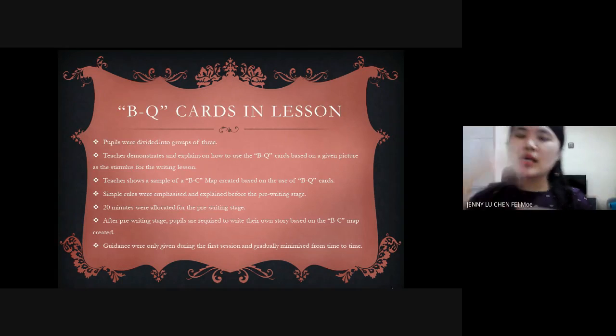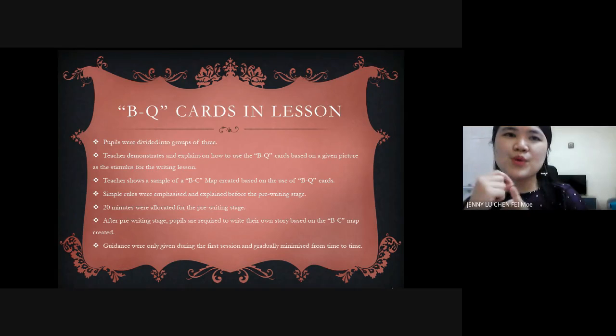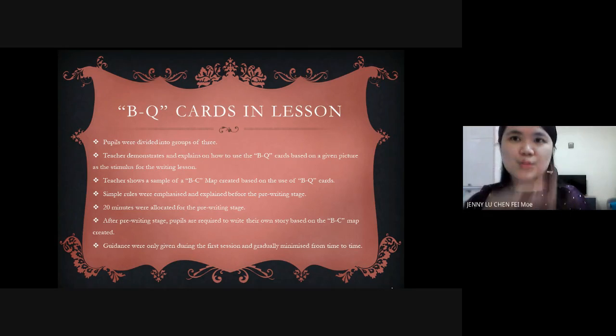And the implementation of BQ cards in the lesson is as follows. First, the pupils were divided into groups of three. I have to specifically emphasize that the groups were carefully selected by myself, whereby each group comprises an advanced student, an average student, as well as a weak student.